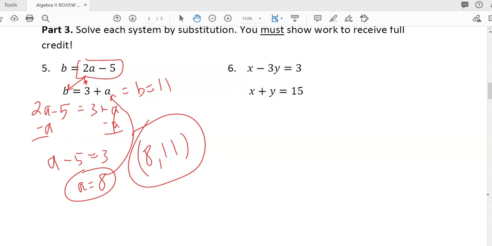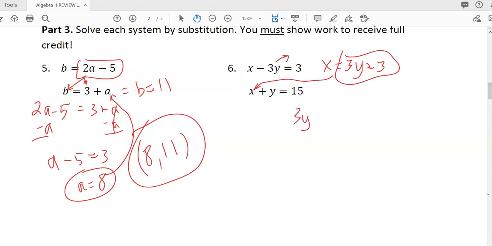Do you want to do elimination or substitution here? For this one, substitution. Okay, so we need to do substitution. So I might solve that for x. So x equals 3y plus 3. So that is what we're going to plug into the other equation. So instead of x, it's going to be 3y plus 3.